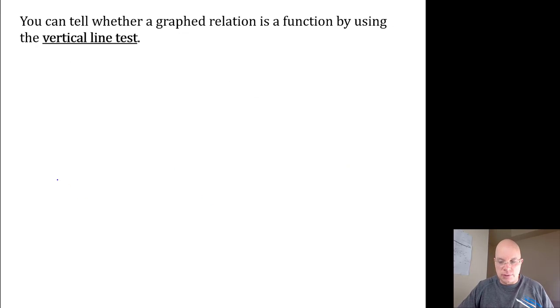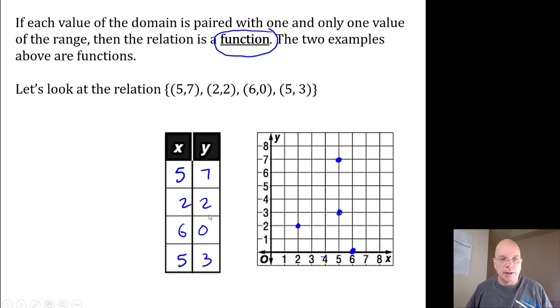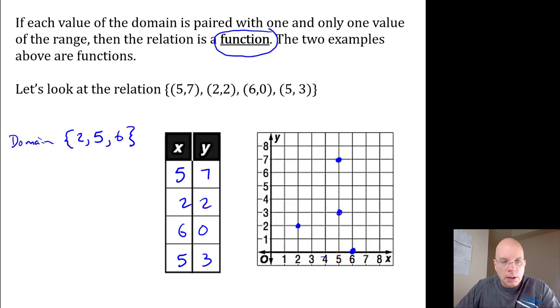If I were to list the domain and the range, the domain would be 5, 2, 6, 5. So I've got a 2, a 5, and a 6 as inputs. I know that there are 2 5s, but if I have a 5 in my set, I have a 5 in my set. I don't need to list it twice. The range, the output values, are 0, 2, 3, and 7.